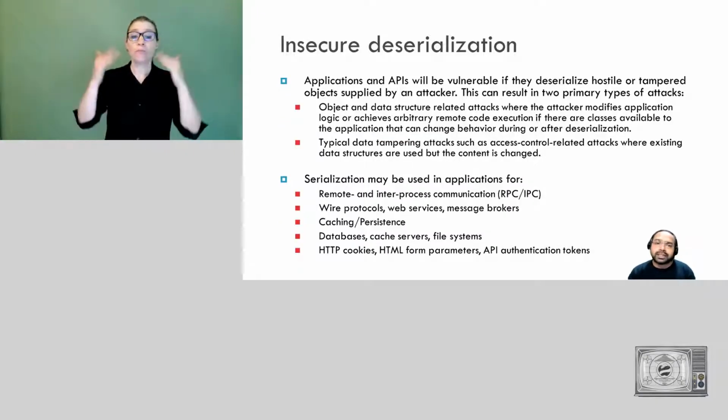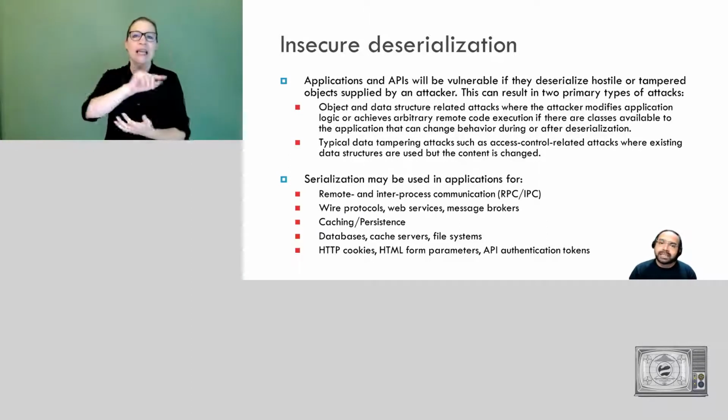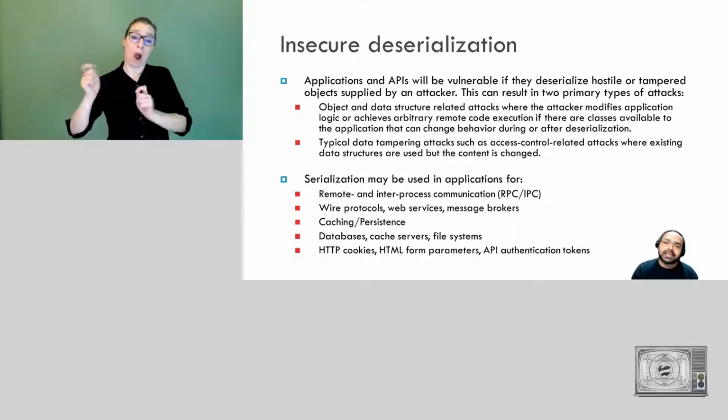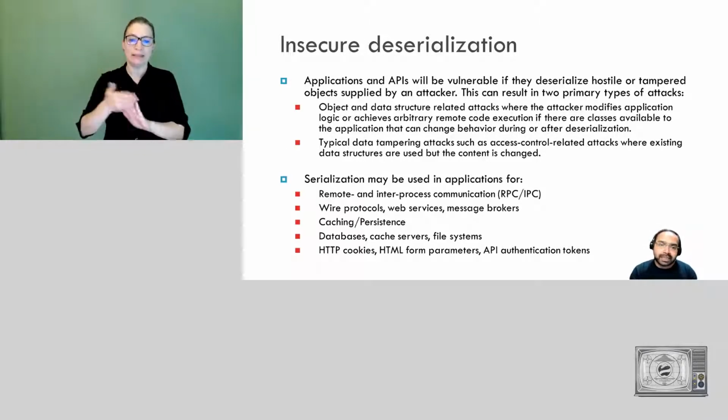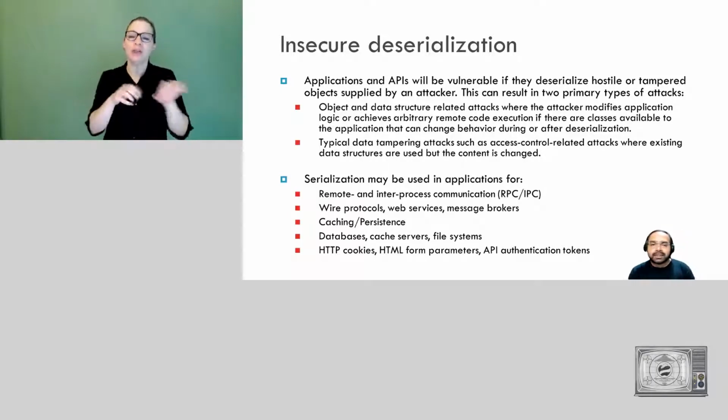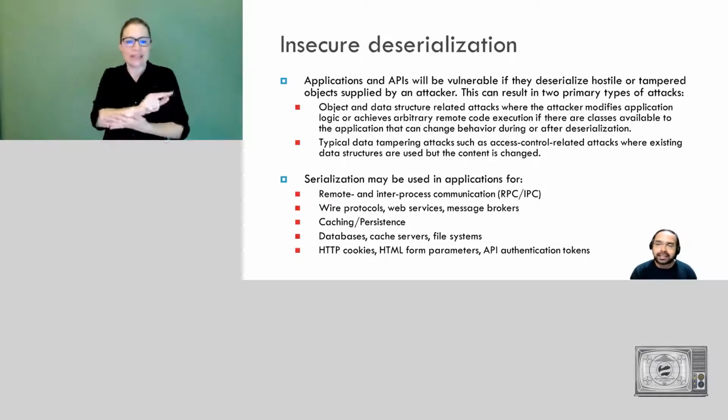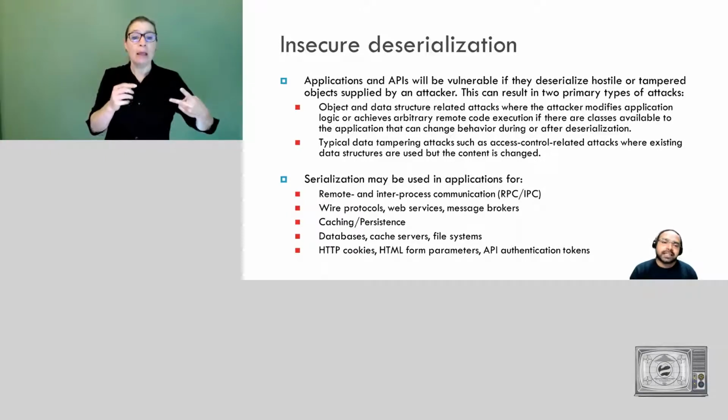So, insecure deserialization. Applications and APIs will be vulnerable if they deserialize hostile or tampered objects supplied by an attacker. There are basically two primary types of attacks. One is object and data structure related attacks, where the attacker modifies the application logic and achieves arbitrary remote code execution if there are classes available to the application that can change behavior during or after deserialization. The second is typical data tampering attacks, such as access control related attacks, where existing data structures are used but the content is changed.